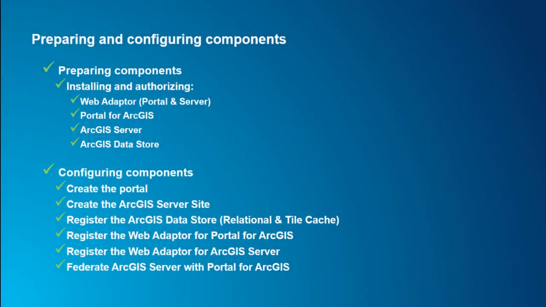So what I've gone through, and what Thomas has gone through, is we prepared the components by installing and authorizing them, and again, in no particular order. The next thing we've done is configured the portal. So we've created the portal. We've created the ArcGIS Server site. We've registered the ArcGIS Data Store with the server. And we've registered the web adapters with the portal and the GIS server. Finally, when that's all done, we've gone ahead and federated the ArcGIS Server with the portal. And within this step, we're setting it as the hosting server.